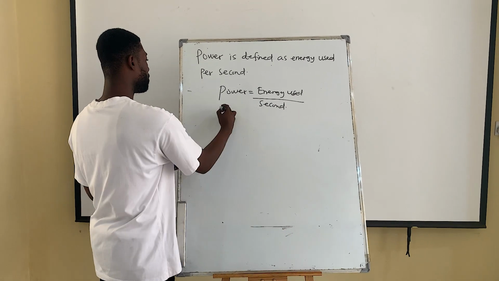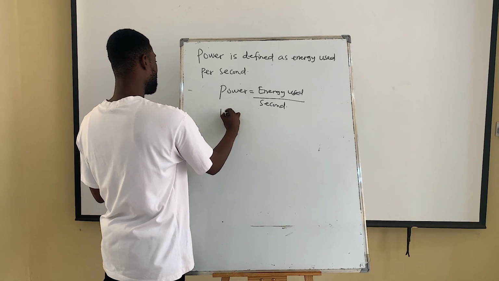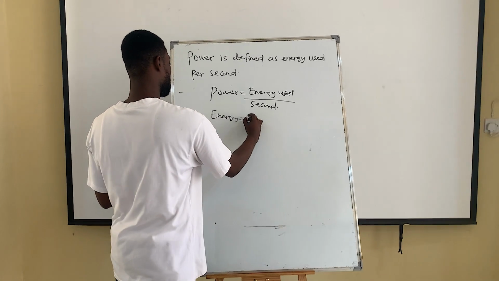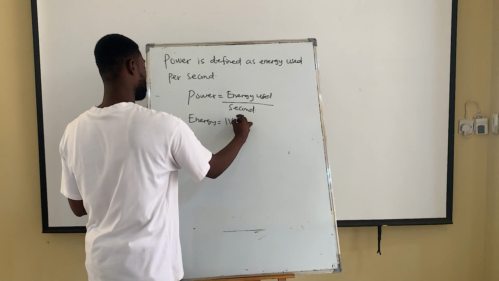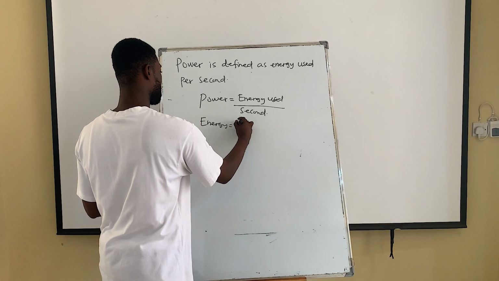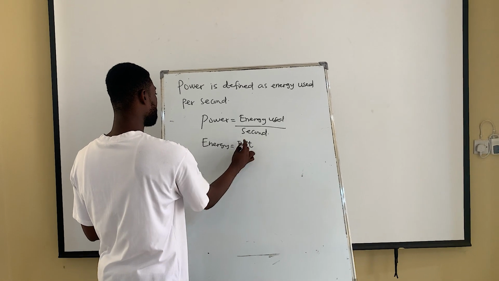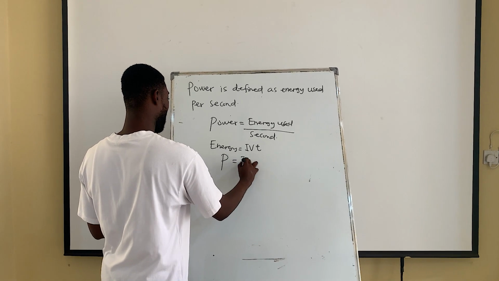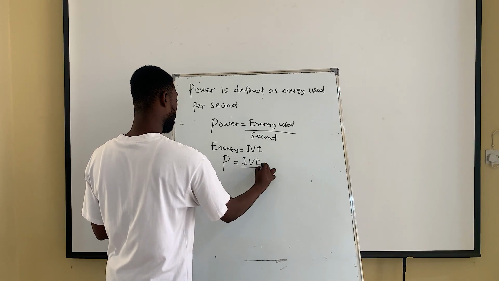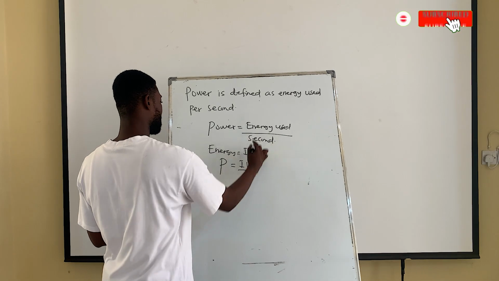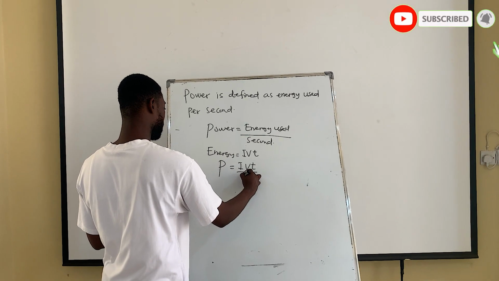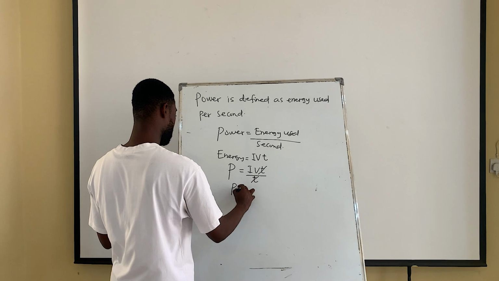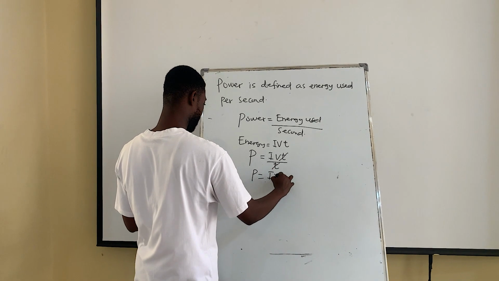So per what we did previously, we said what? Energy is equal to IVT. So substituting this into the power equation, we are going to have P equal to IVT all over second. So second is what? Time. That is the unit of time is second. So T will cancel T, giving us P equal to IV.